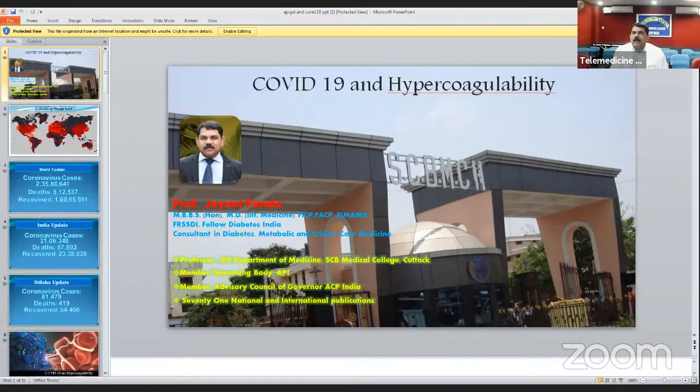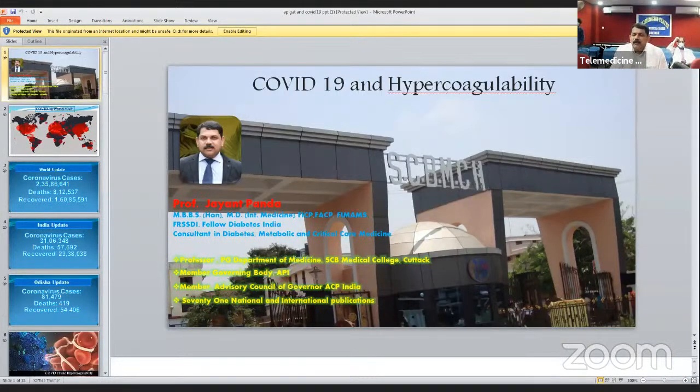So in the country, we have already crossed 31 lakh patients, and the death rate is approaching 60,000, that all of you are aware. And by this time, out of this 31 lakhs, 23 lakh patients have already recovered. In the state, we are past 81,500 around, and deaths are 419 with 54,406 patients who have recovered already.